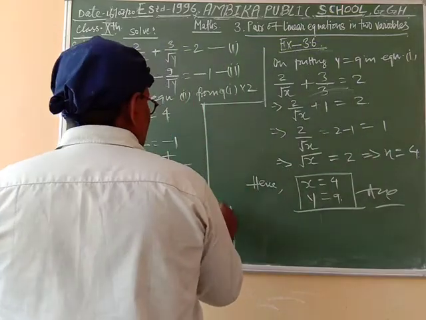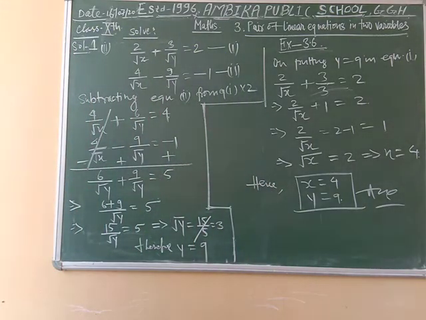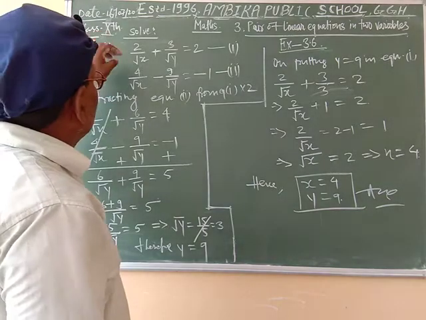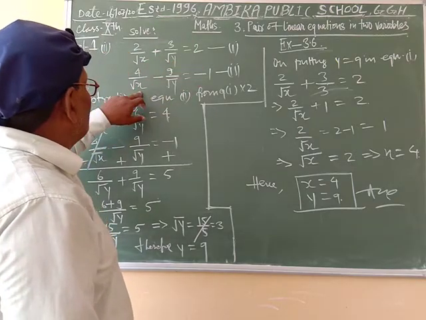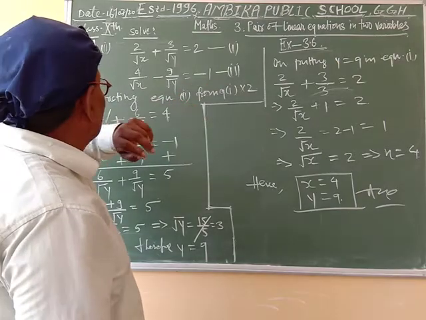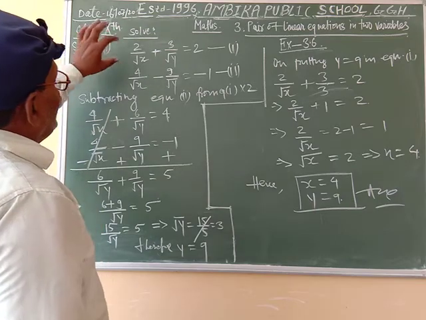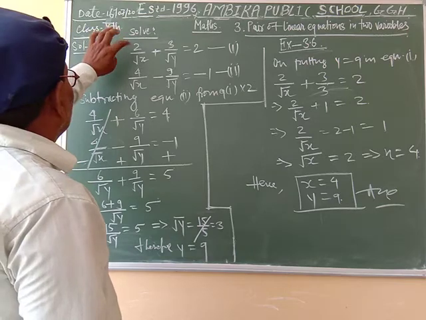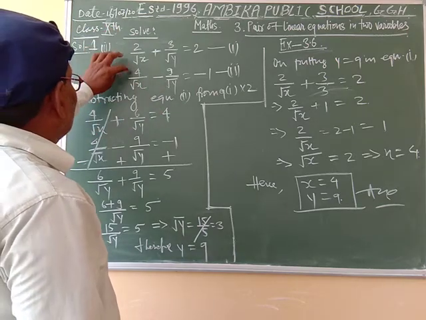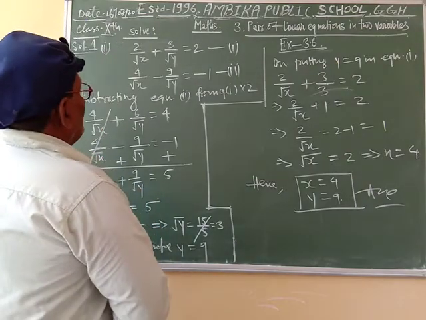So using this method, you can solve the equations from this exercise. Again, I am going to describe it. Here we have to solve 2 by root x plus 3 by root y equal to 2 and 4 by root x minus 9 by root y equal to minus 1. In equation number 1, the numerator of the first term is 2 and in equation 2 it is 4. So multiplying equation 1 by 2 and subtracting equation number 2.